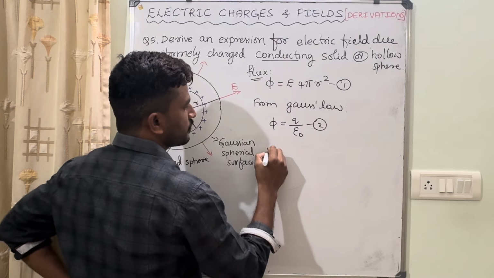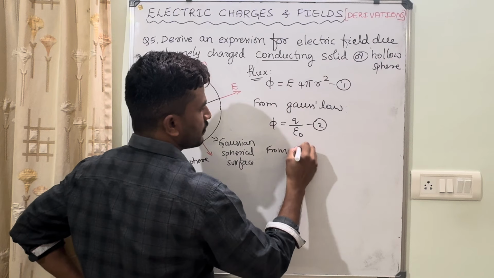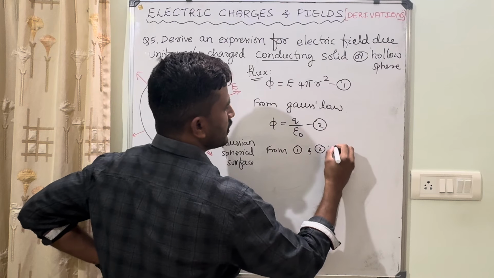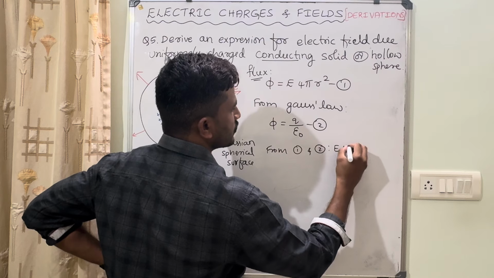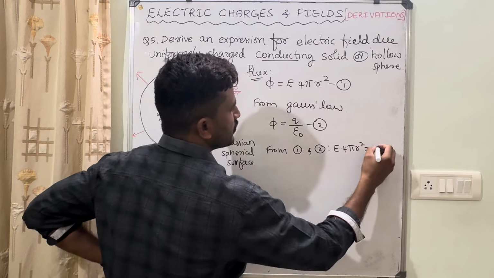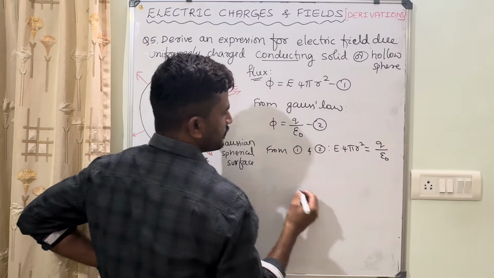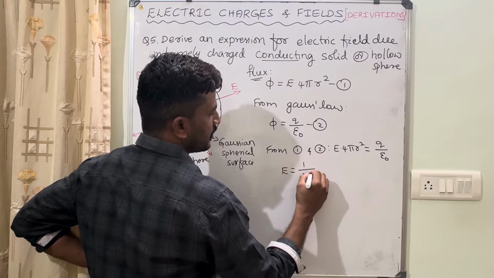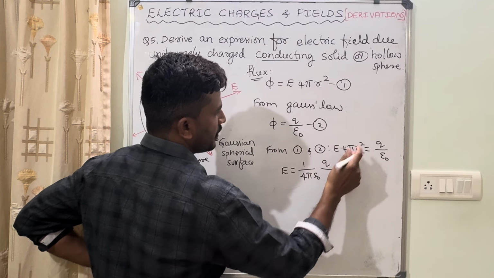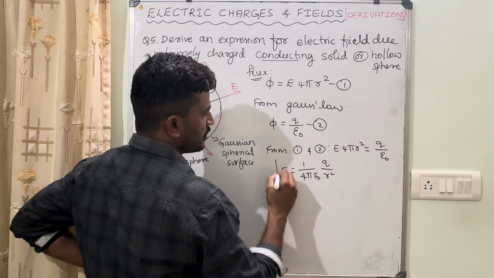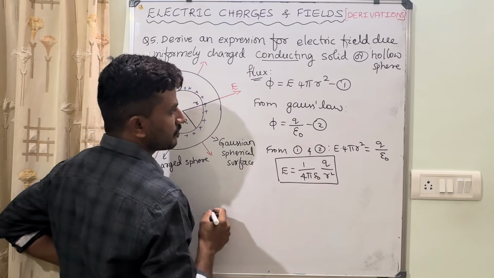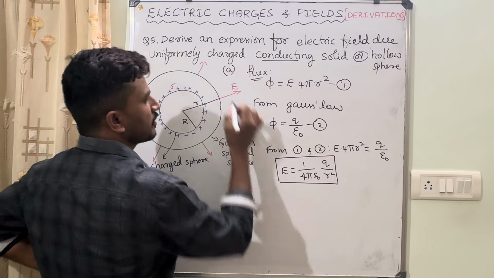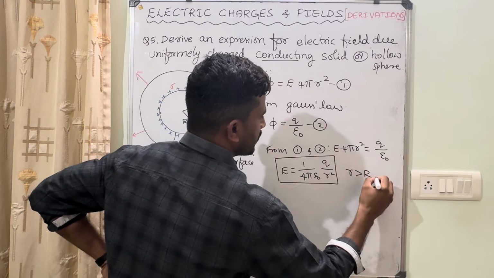So from 1 and 2, you get E into 4 pi r square is equal to Q by epsilon naught. Therefore, E is equal to 1 over 4 pi epsilon naught Q divided by r square. This is the electric field, where, let me consider this is A, r is greater than capital R.